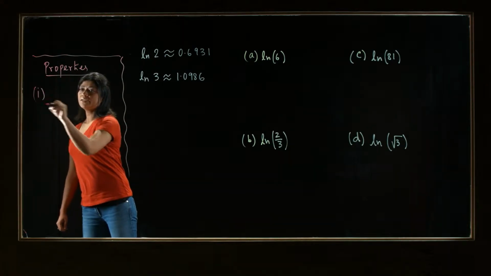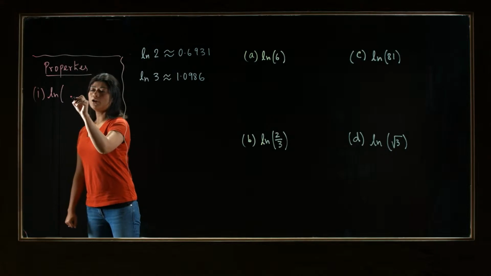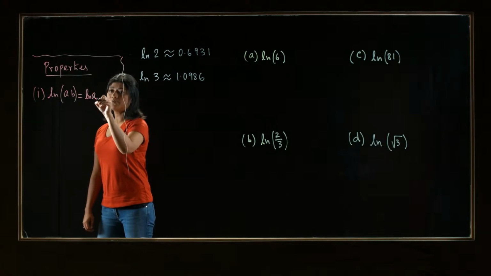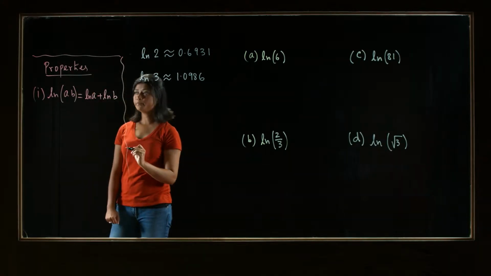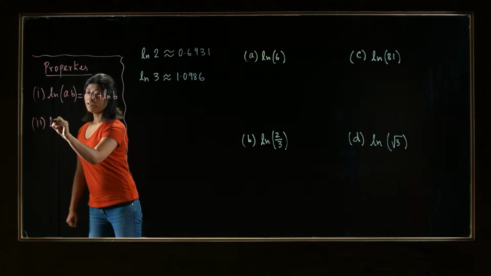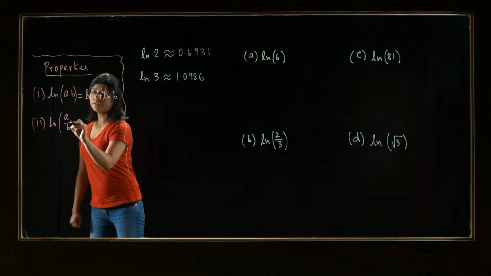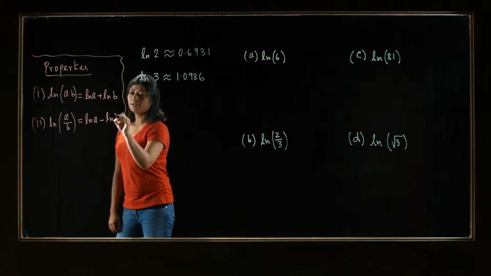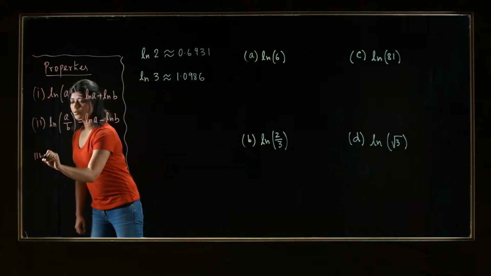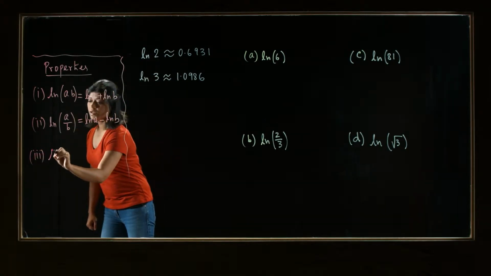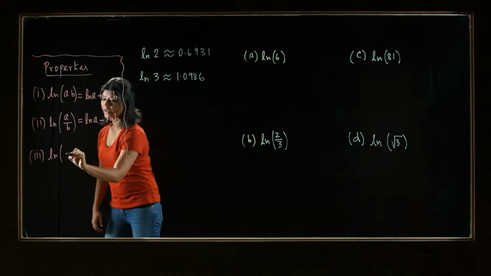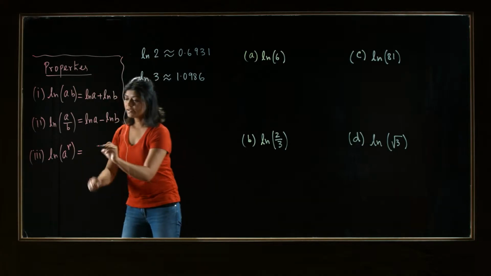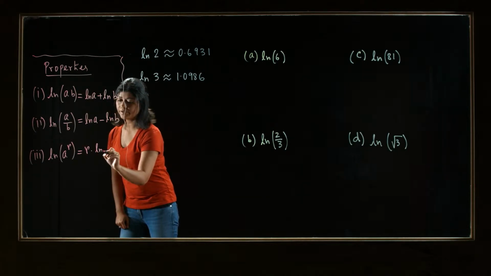The first property says that when you have natural log of a times b, then that is equal to natural log of a plus natural log of b. Second property says ln of a over b, so quotient, is equal to ln of a minus ln of b. And the third property is when you have natural log of, say, some a to the power r, then that can be simplified as r times ln of a.